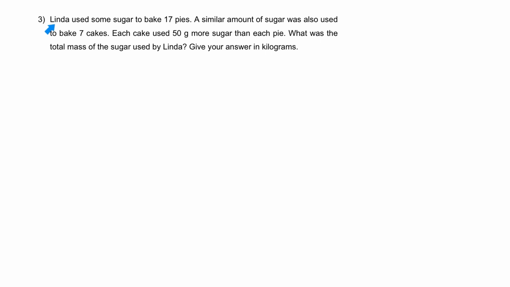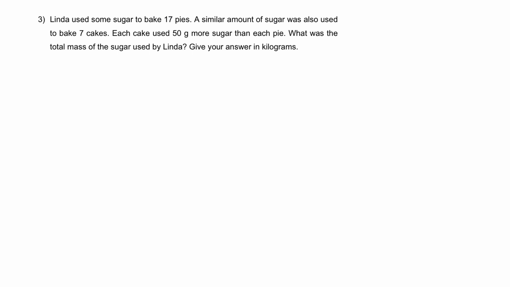Question 3. Linda used some sugar to bake 17 pies. A similar amount of sugar was also used to bake 7 cakes. Each cake used 50 grams more sugar than each pie. What was the total mass of the sugar used by Linda? Give your answer in kilograms.